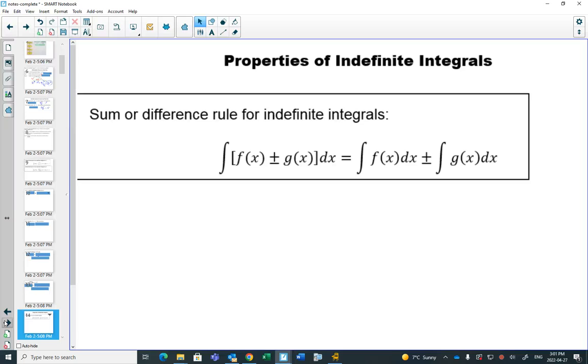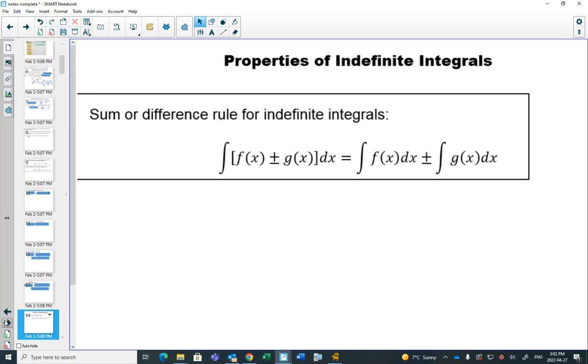All right, back to integrals. Just like derivatives, if you're adding two derivatives, you could take the derivative of each one separately. You can do the same thing with integrals. If you're adding inside of the integrals, you can find each one separately.